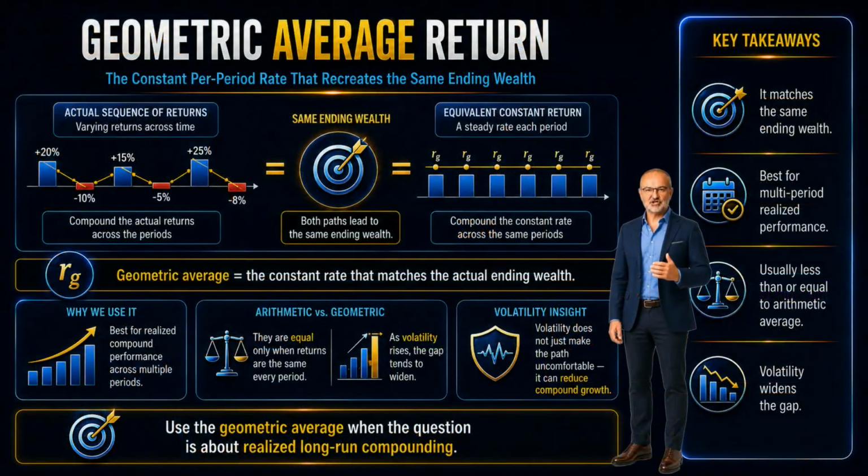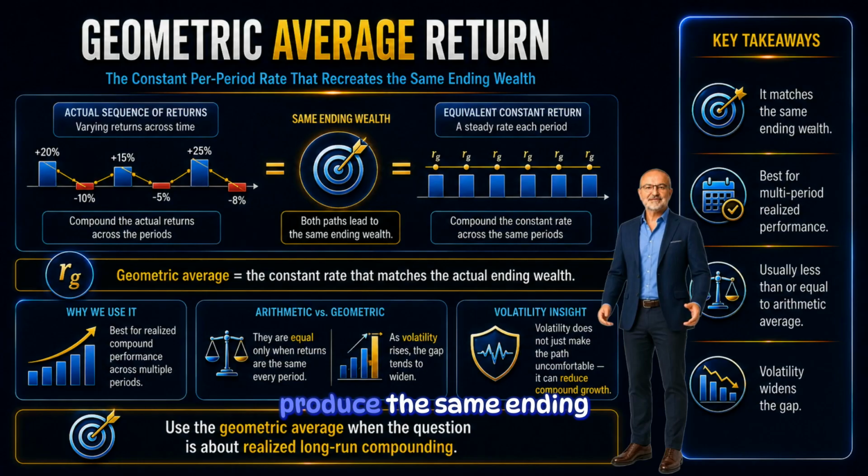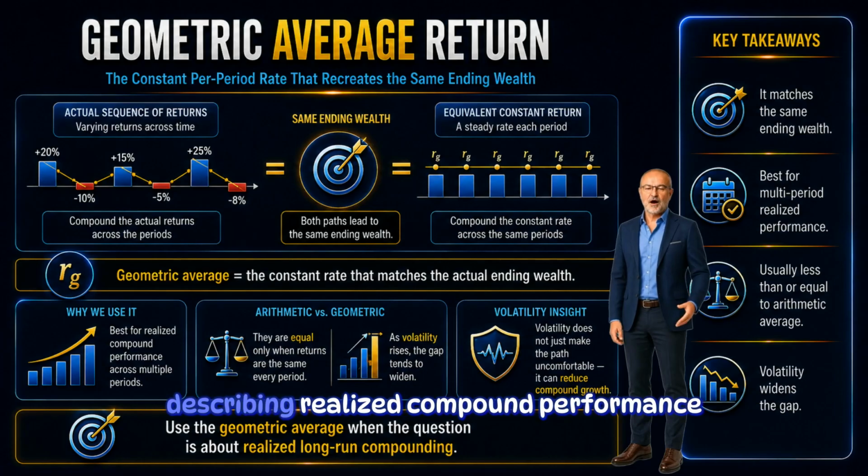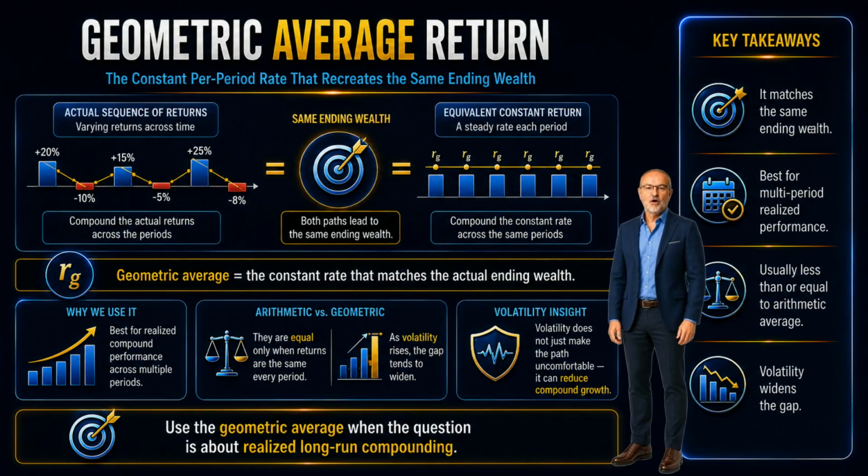Now let's discuss the geometric average return. The geometric average return is the constant return per period that would produce the same ending wealth as the actual sequence of returns. This is the key phrase, same ending wealth. That makes the geometric average especially important for describing realized compound performance over multiple periods. When investors look back at a long-term track record, they are often asking, what steady return would have created the same result? The geometric average answers that question.